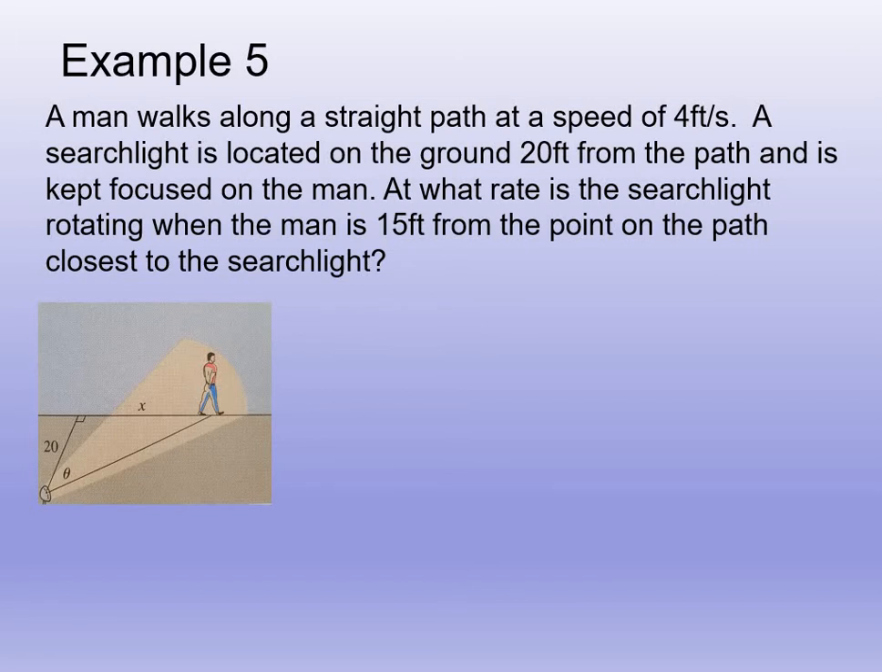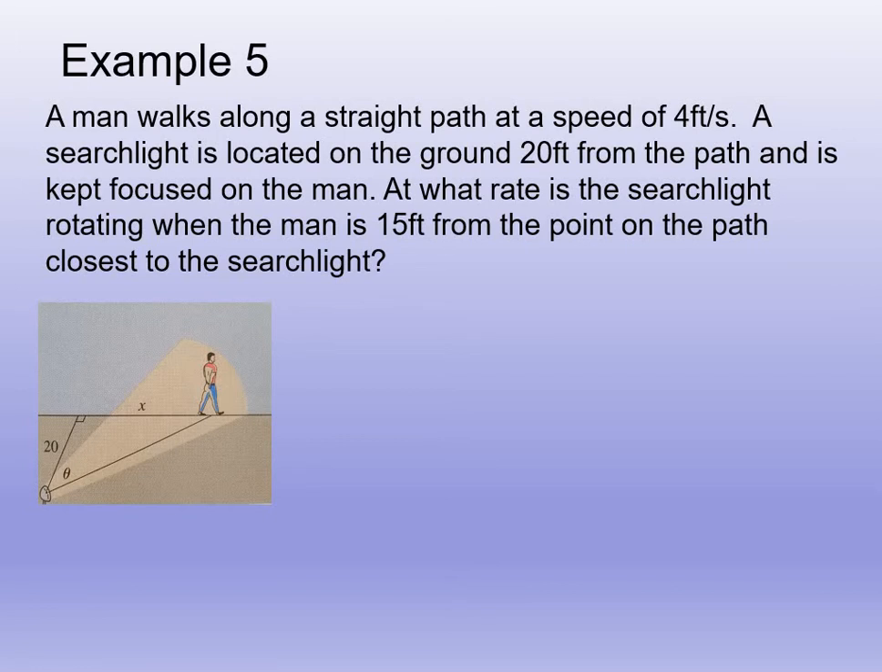A man walks along a straight path at a speed of 4 feet per second. We have a searchlight located on the ground 20 feet from the path, and it's keeping focused on the man walking. At what rate is the searchlight rotating when the man is 15 feet from the point on the path closest to the searchlight? So we're going to be changing theta here.